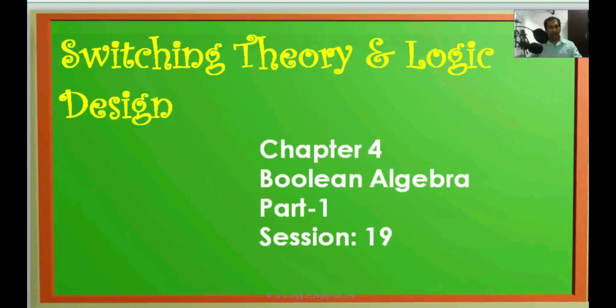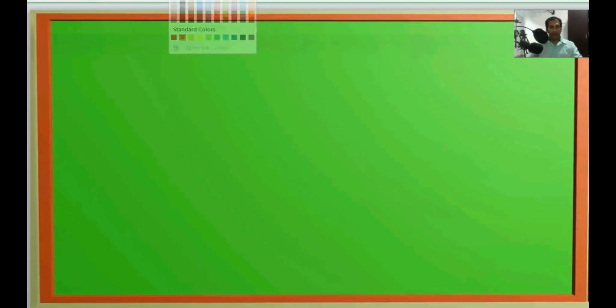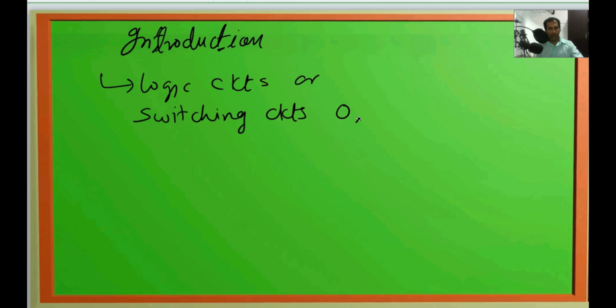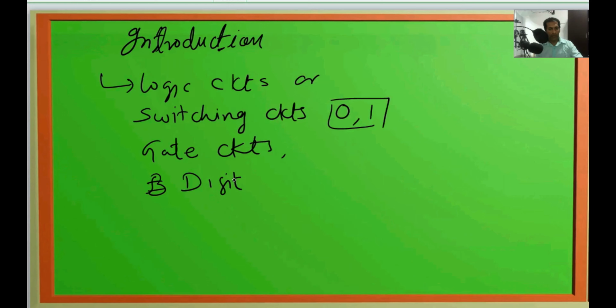So first let us see a few basic introductions about Boolean algebra. Switching circuits are also called logic circuits, gate circuits, and digital circuits. So what are the parallel names? We can call it logic circuits, or switching circuits. They switch on and off, or they use gates, so we can say gate circuits. As they make a digital circuit, we call them digital circuits, right? So there are different names.